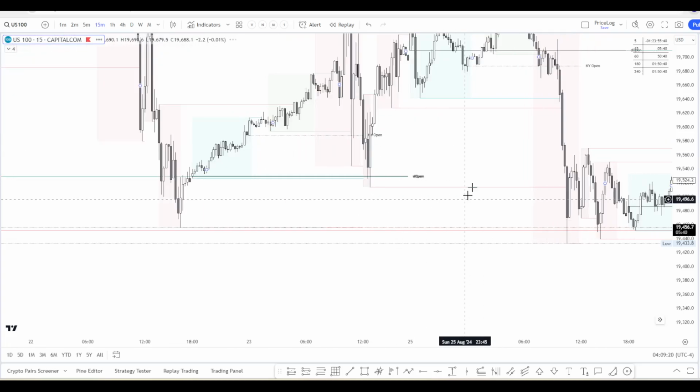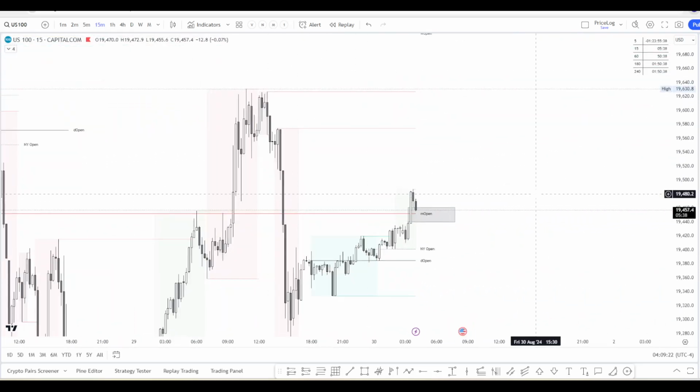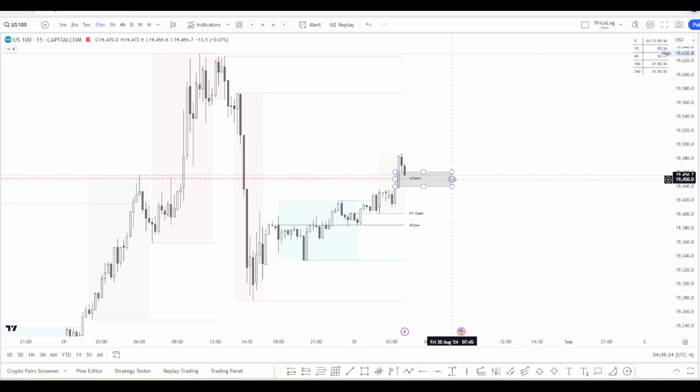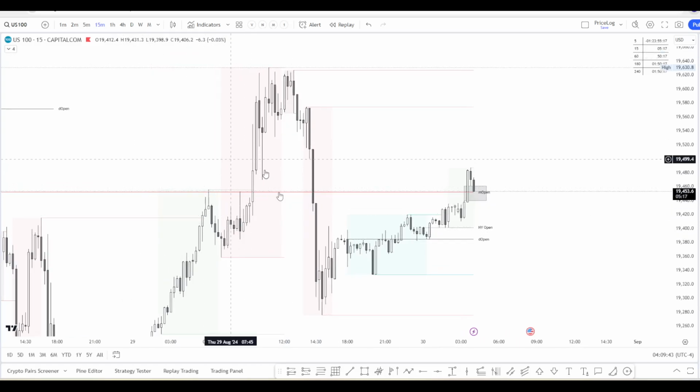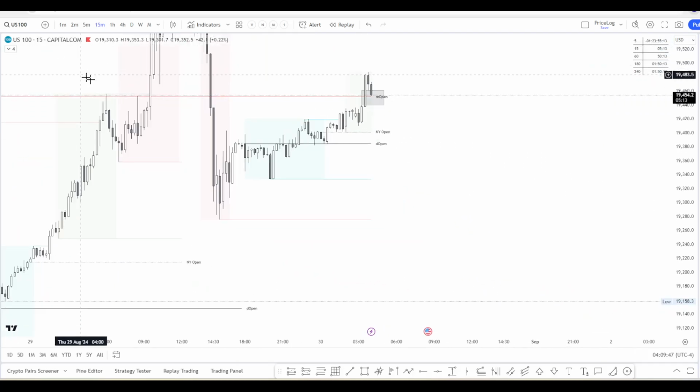Simple. Didn't take that trade. I just wanted to show how much value you can put in a 15-minute fair value gap. I got the answer. All right, cool. I probably wouldn't look for it to close above and then go long off of it. I would go long off of that fair value gap as well.